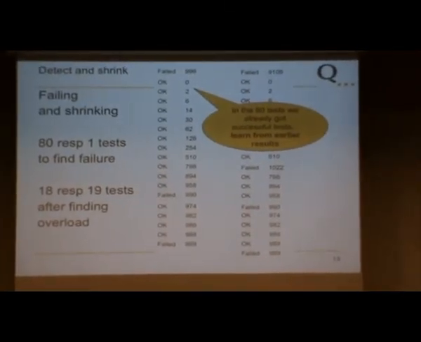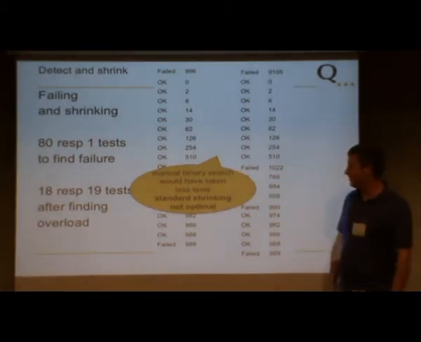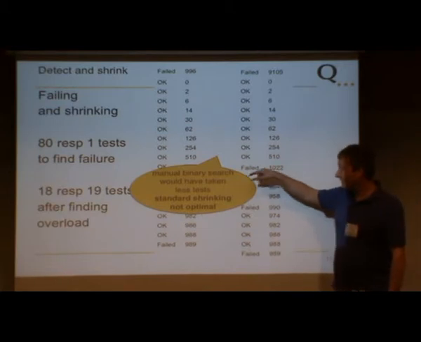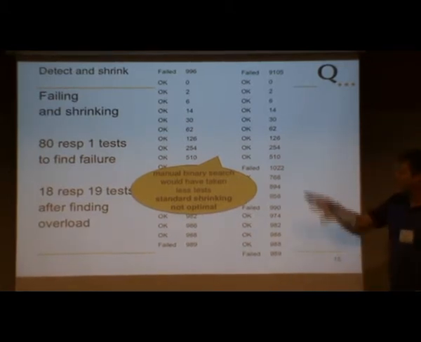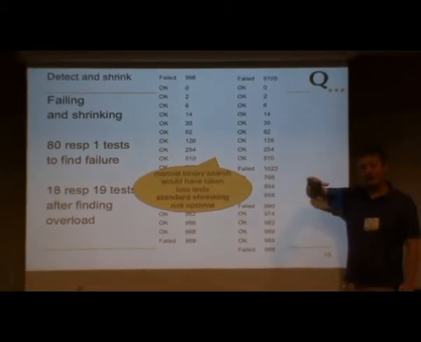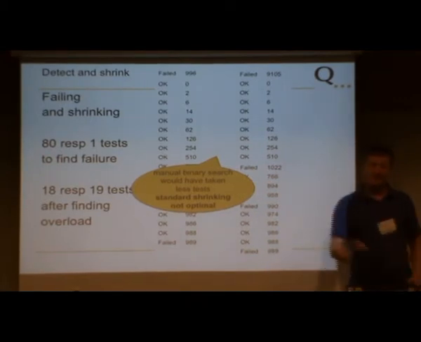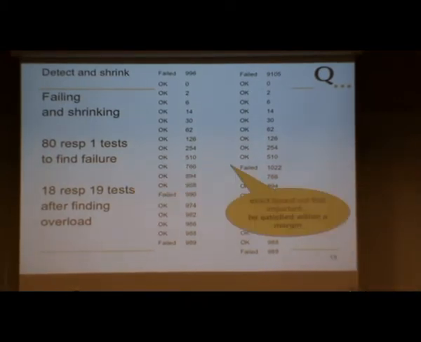That's problem number 1. Problem number 2 is that if you would have done a manual binary search, it would have taken fewer tests to get to the optimal shrinking value. You would just start from the top, take half the number, go up, go down a little bit in that space, and you would end up with the same kind of value, but much quicker.